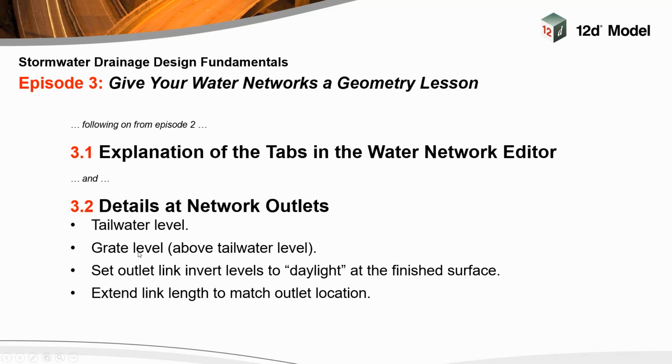And just a few other settings here, the Grate level, the outlet link invert or pipe invert levels in the final outlet pipe. Generally speaking, 12D tries to grade them below the finished surface tin, but typically an outlet needs to daylight at the finished surface. So there's a couple of little settings there. And once we've got the levels of our outlet pipe established, we will then be able to establish the correct location for our outlet and extend our outlet link to match that outlet location. So let's have a look at that one now.